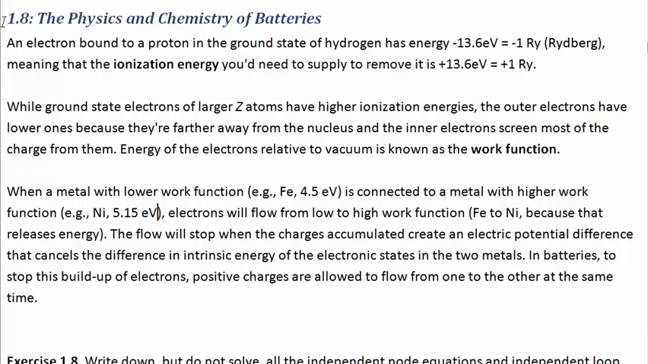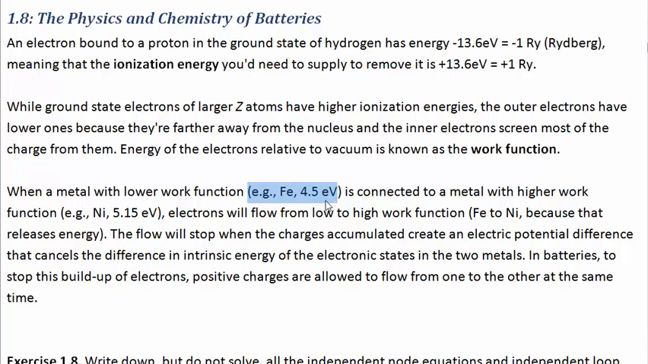Section 1.8, the physics and chemistry of batteries. Different atoms have different work functions. Work function is the energy that's needed to remove that outer electron. For larger Z atoms, generally larger Z atoms are going to have a lower work function, meaning that it's easier to remove that outer electron, but there's all kinds of exceptions, so you're going to want to look these up in a table before you make any calculations with them.